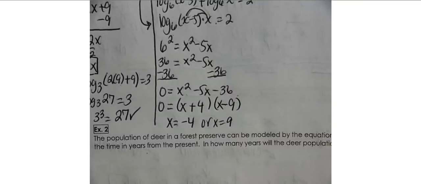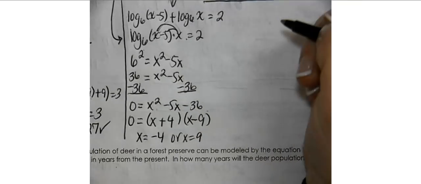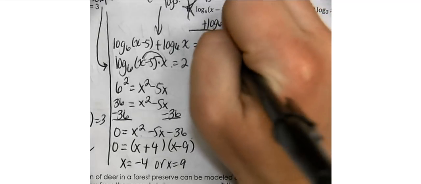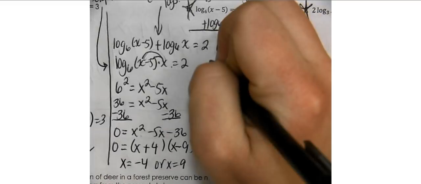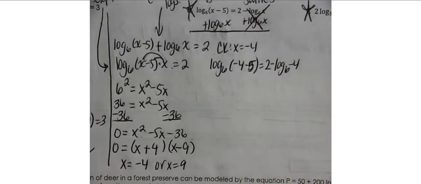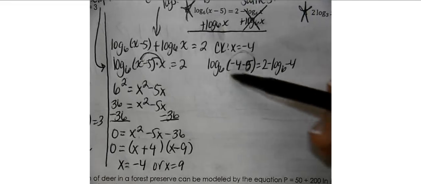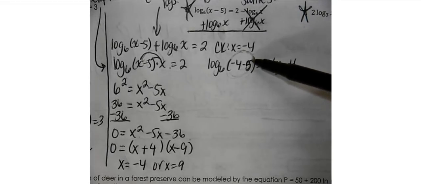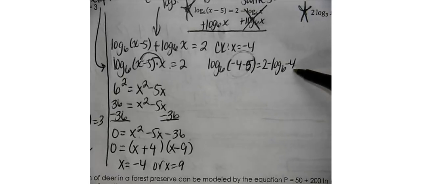And you need to make sure that you check both. So that's exactly what I'm going to do. I'm going to go back to the original problem, and I'm going to check x equals negative 4. So I'm going to write log base 6 of negative 4 minus 5. Is that equal to 2 times log base 6 of negative 4? Okay, if you notice right away that we would have ended up with a negative 9 right here, then you wouldn't have had to keep going. But right here we have log base 6 of a negative number. Both spots, no solution. That tells us x equals negative 4 is not going to be one of our answers.